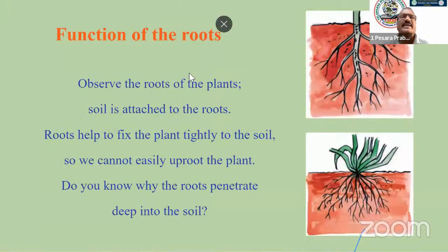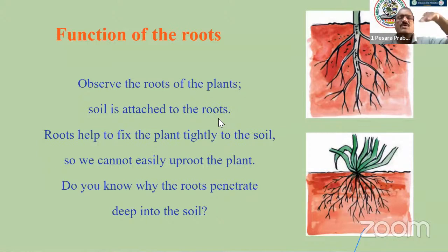Okay. Next, functions of the roots. Here we are observing two types of root systems. The first one, the above one, is tap root system and the below one is fibrous root system. So observe the roots of the plants. What is the main function? Soil is attached to the roots. It means the roots are penetrating with the soil.